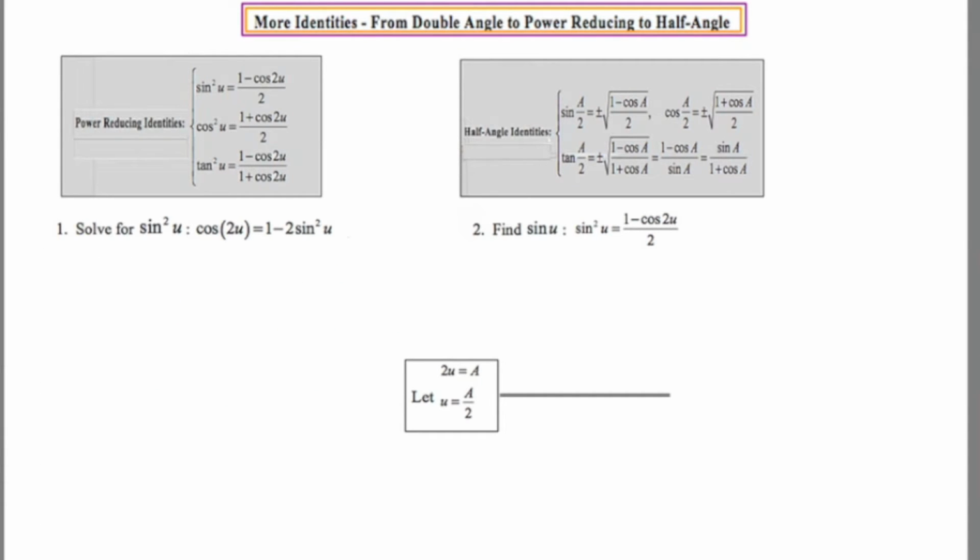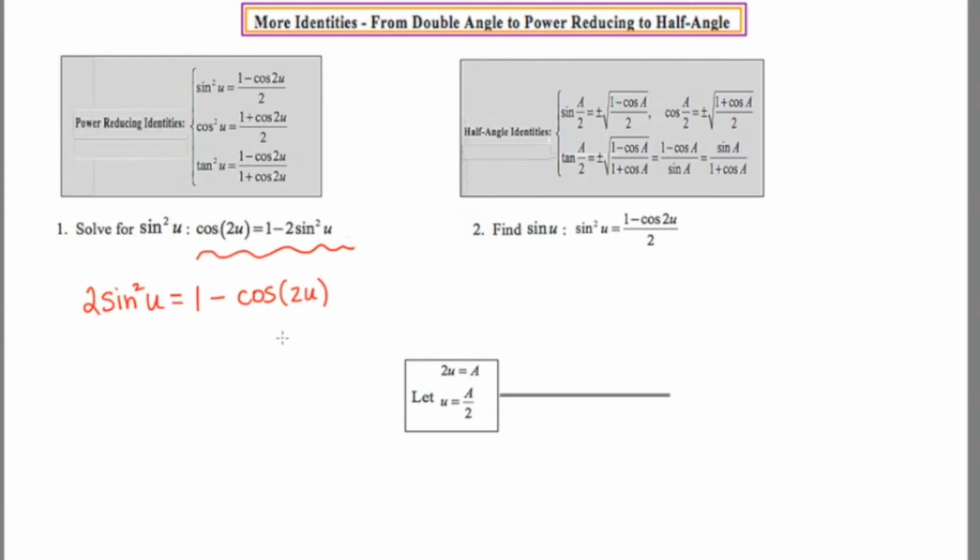So to start this derivation, we're going to take a look at a familiar double angle identity for cosine, and that is cosine of 2u equals 1 minus 2 sine squared u. And my objective with this is to isolate sine squared u. To do that, I'm going to move the 2 sine squared u to the left-hand side. And then I'm going to move the cosine 2u to the right-hand side.